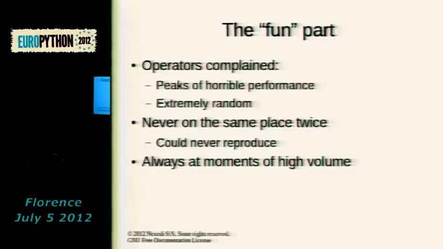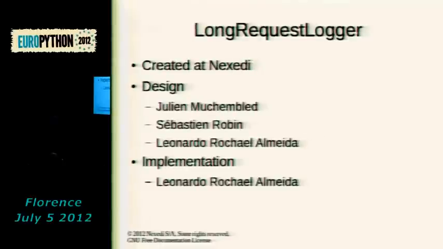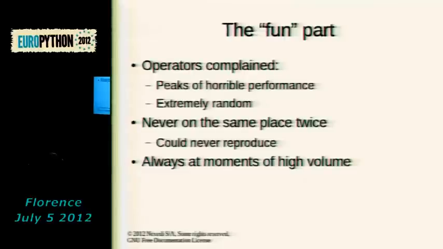And the fun part is that the operators complain that from time to time there will be peaks of horrible performance, and they would be very random, never in the same place, never on the same URL twice. And these peaks of terrible performance happened at moments of high volume where the performance was already not that okay. But most of the time, the not okay performance was acceptable, except that some places, some screens that a user visited were horribly slow and took like minutes to show up. It was impossible to get the client to provide meaningful reproduction instructions for it.